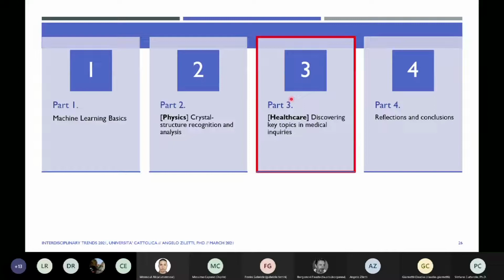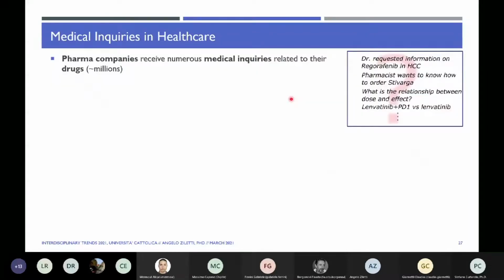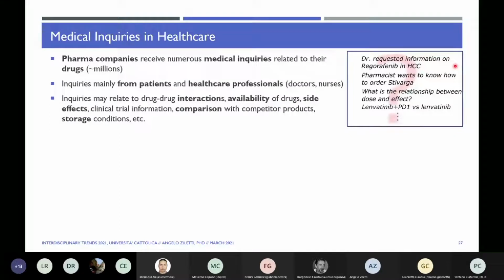And so now I want to talk about the part in healthcare, and I'll show you that it's quite similar, in the supervised learning part. Here the task is medical inquiries, and we now switch gears completely. Pharma companies receive millions of medical inquiries related to their drugs. These are questions like, can I have more information regarding a drug, or if I take this drug with another drug, do I get serious side effects or similar things? These inquiries come from patients and healthcare professionals, so they could be from doctors or nurses, and they can be about interactions, availability of drugs, side effects, or maybe comparison with competitor products.